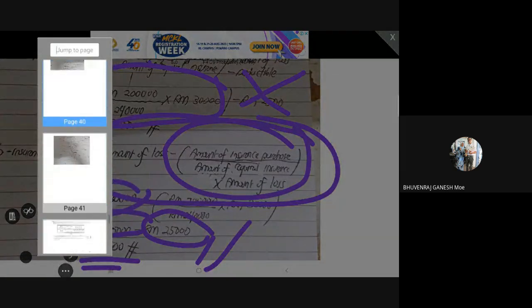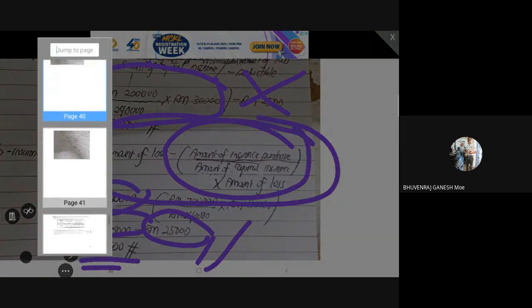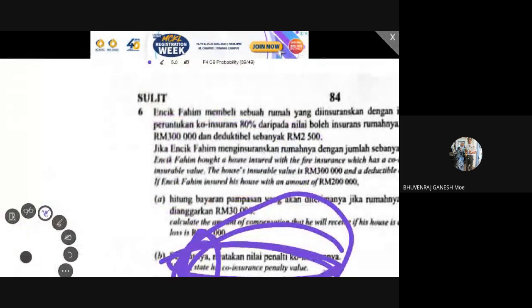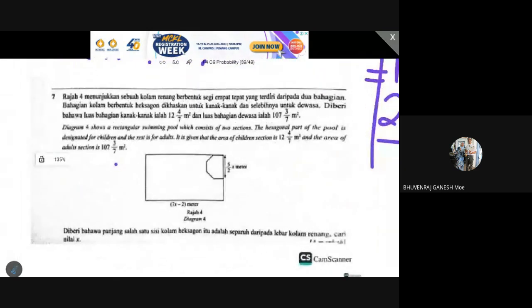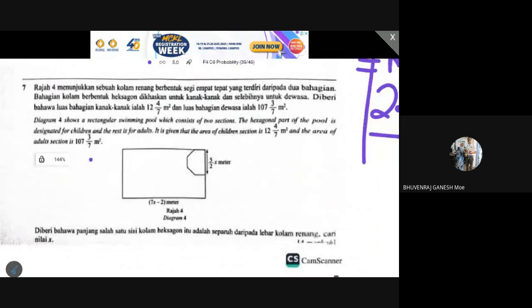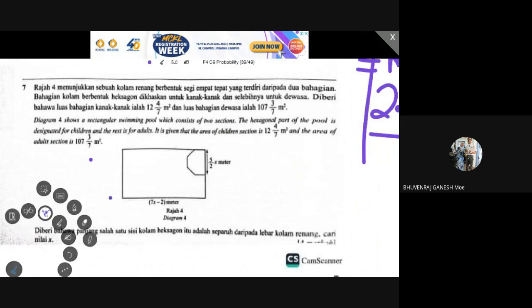Jump to page. Okay, got one more over here. Okay, soalan ke-7. This question also quite, what to say? Okay. So this question sedikit susah, a bit difficult, but can lah. I think can do.